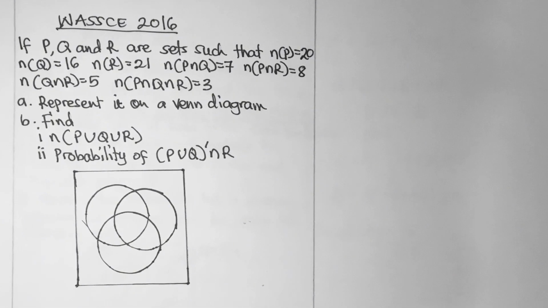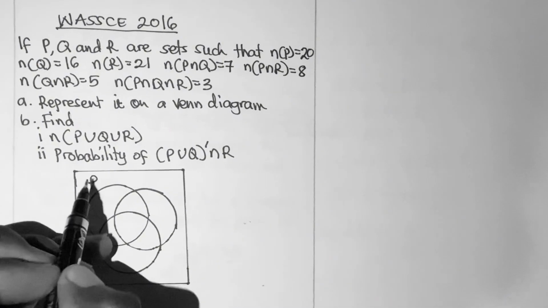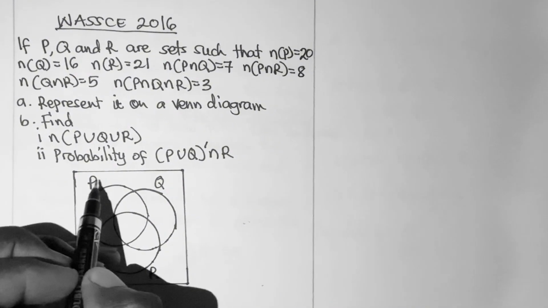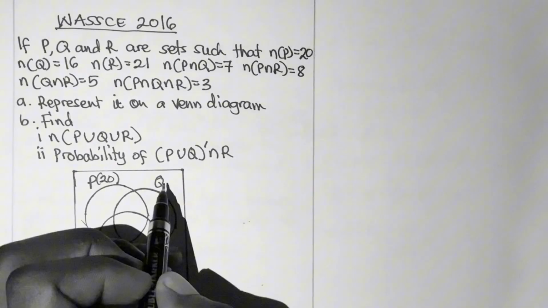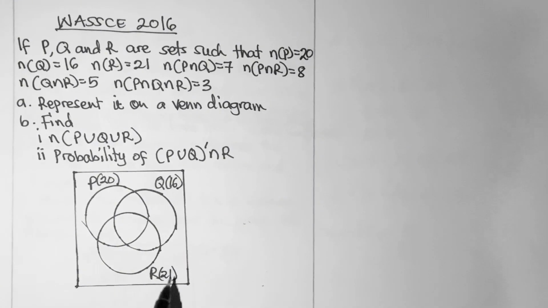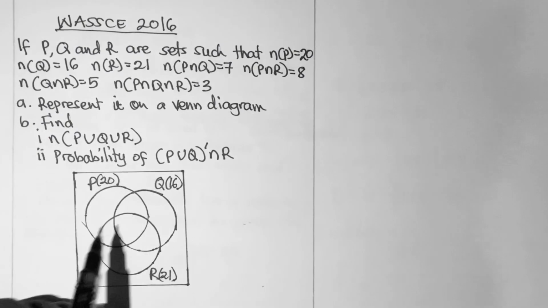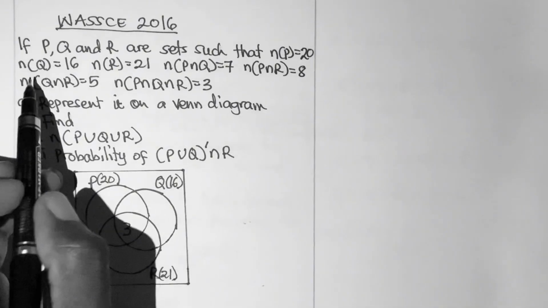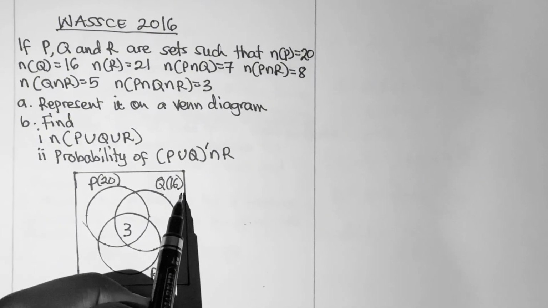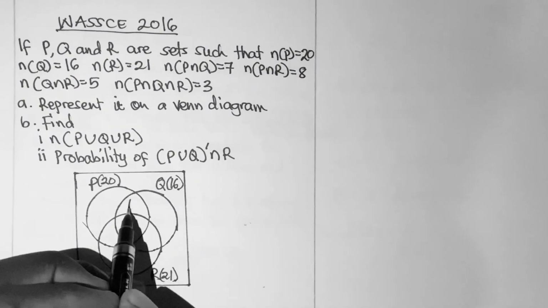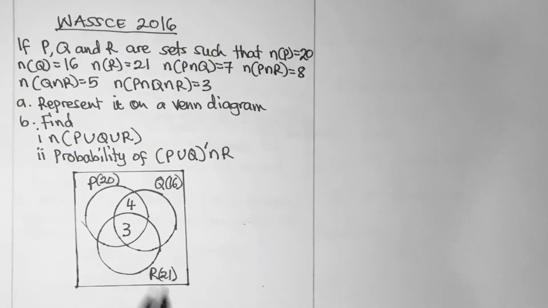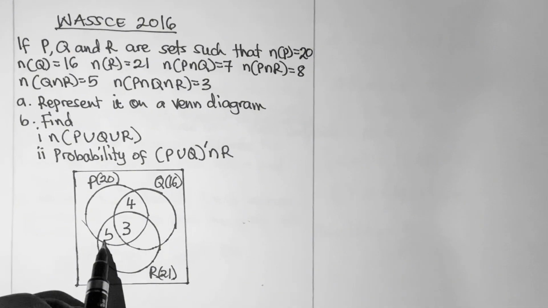This is our Venn diagram. So we are talking about P, Q, and then R. The number of P is 20. The number of Q is 16. Then the number of R is 21. Now, all three, P, Q, and R, is 3. And he says that the number of P intersection Q is 7. So P intersection Q is 7. Since it's 7, 7 minus 3 is 4. So here ought to be 4. P intersection R is 8. So P intersection R, 8. 8 minus 3 is 5.